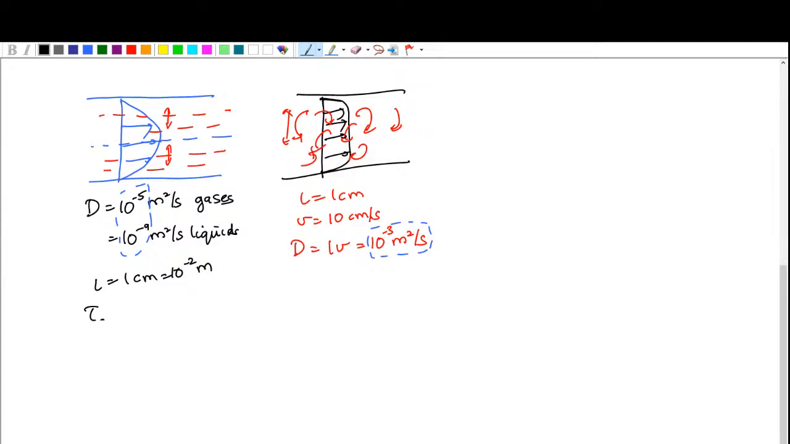The diffusion time scale in liquids will scale as length squared by D. Note that the diffusion coefficient has dimensions of length squared by time. So in order to calculate the characteristic diffusion time, I have to take length squared divided by the diffusion coefficient. And you can see this is equal to 10^-4 by 10^-9, which is 10^5 seconds. 10^5 seconds is probably of the order of a week or so.